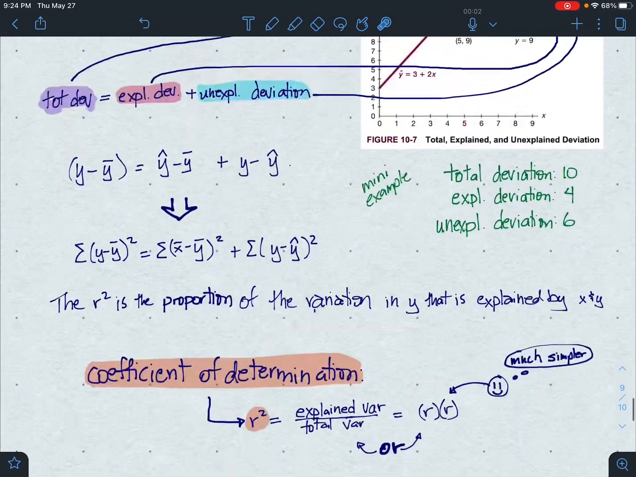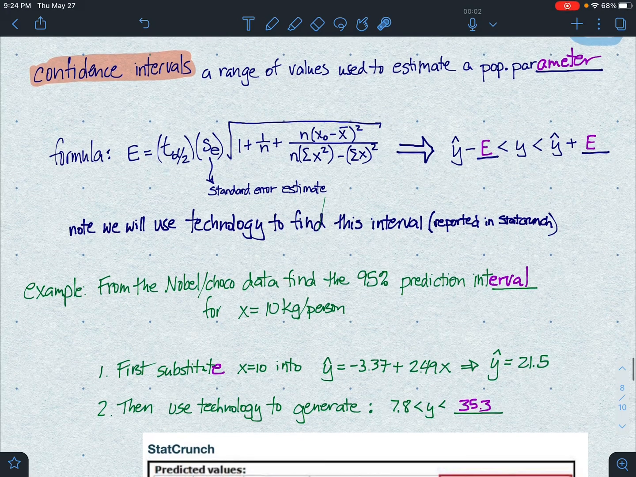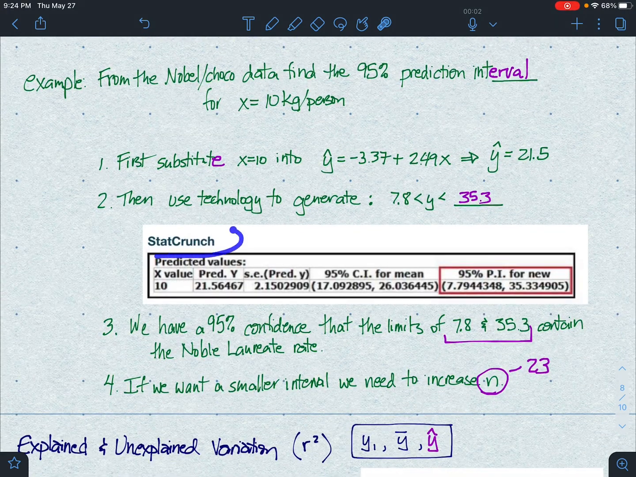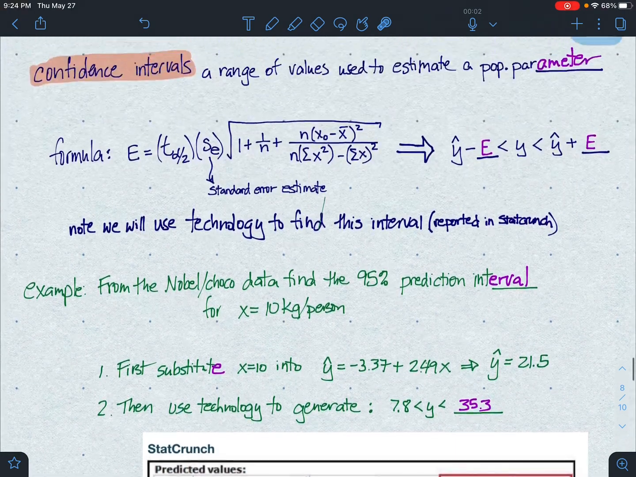All right, well, that's it. That is lesson 10.3. Best of luck as you navigate StatCrunch. You're going to use that a lot.